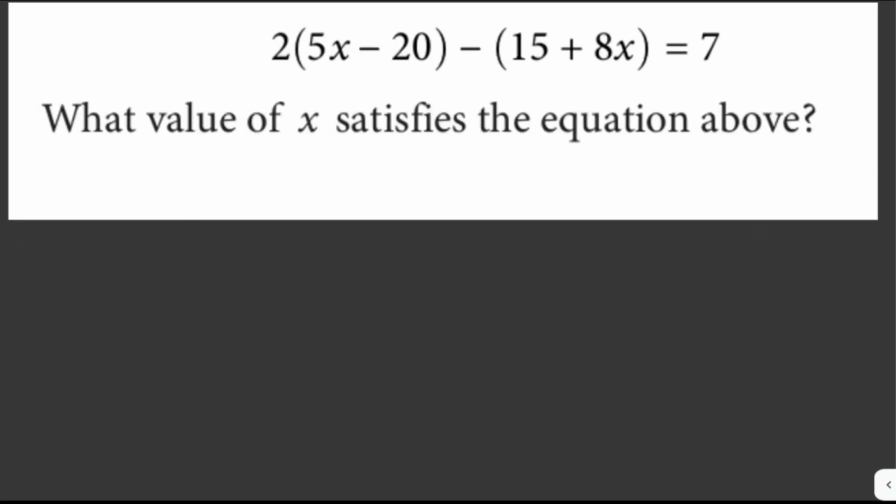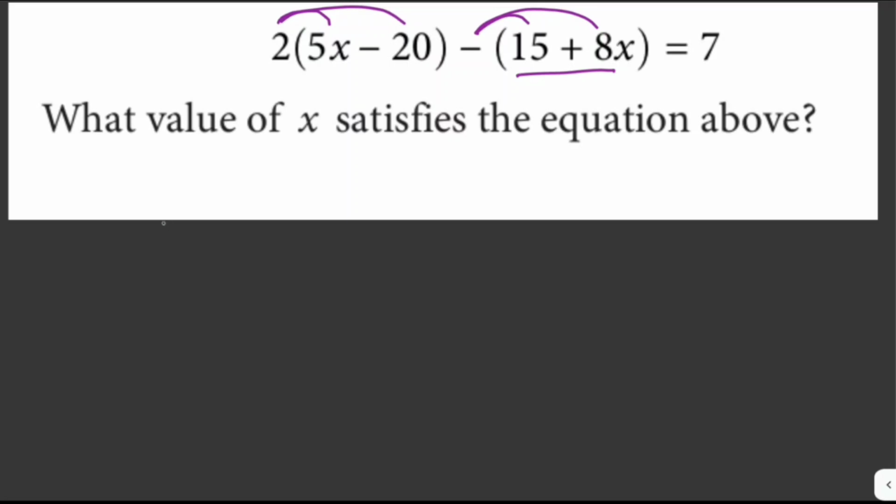Two times (5x minus 20) minus (15 plus 8x) equals 7. What value of x satisfies the equation above? So we just have to solve for the value of x. We simplify everything. We just have to distribute to the expression inside the parentheses and then the negative sign to this expression here, and then solve for x.